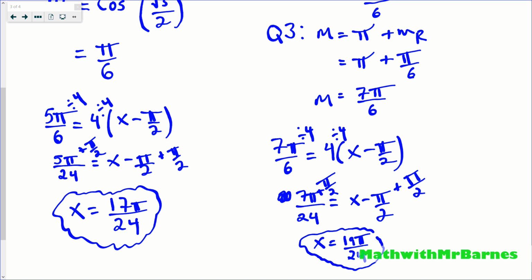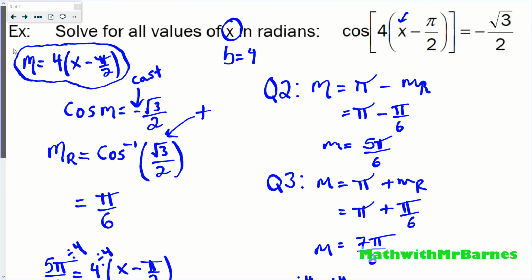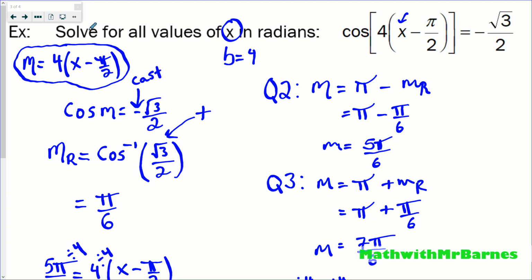Now, are we done yet? So the answer is not quite. So that's my two solutions that the Casio will give me. We have to actually put this in a piecewise function. So it says solve for all values of x in radians. So that means we have to do a piecewise function. So this is where this b value comes in handy.